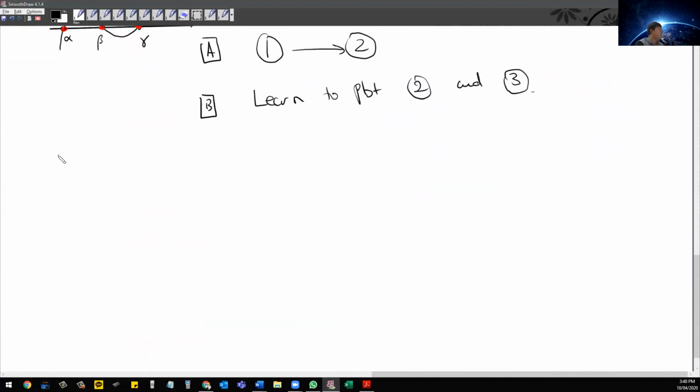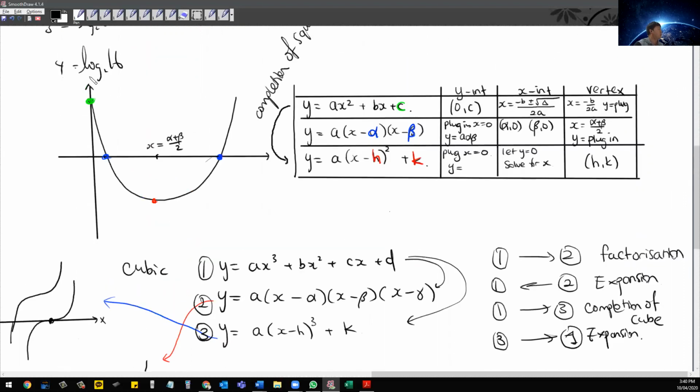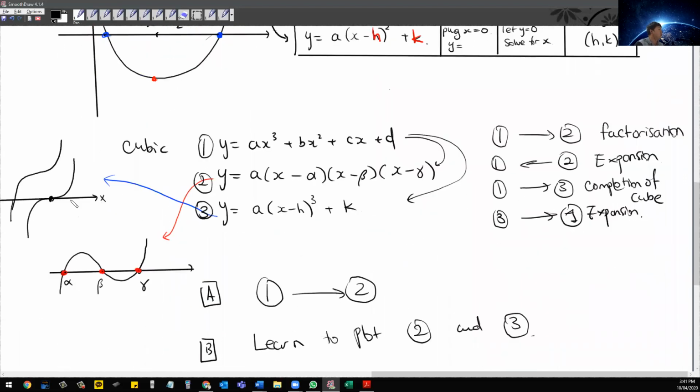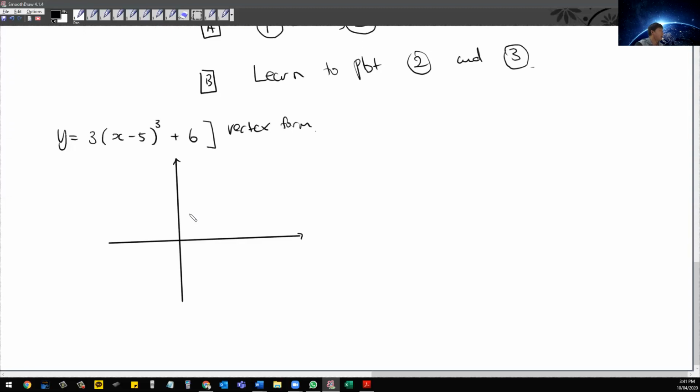So it's very simple. If you have y equals 3(x minus 5) cubed plus 6, then all you have to do is recognize the vertex. It's not really the vertex, I would say. For quadratic, it's a vertex, but for a cubic function, what do you call that point? That's called the inflection point, right? Well, I'm just going to stick to the word vertex form, just for the sake of simplicity. You can call it inflection point, it doesn't matter. We're just learning the technique. The exact terminology can be fixed later.